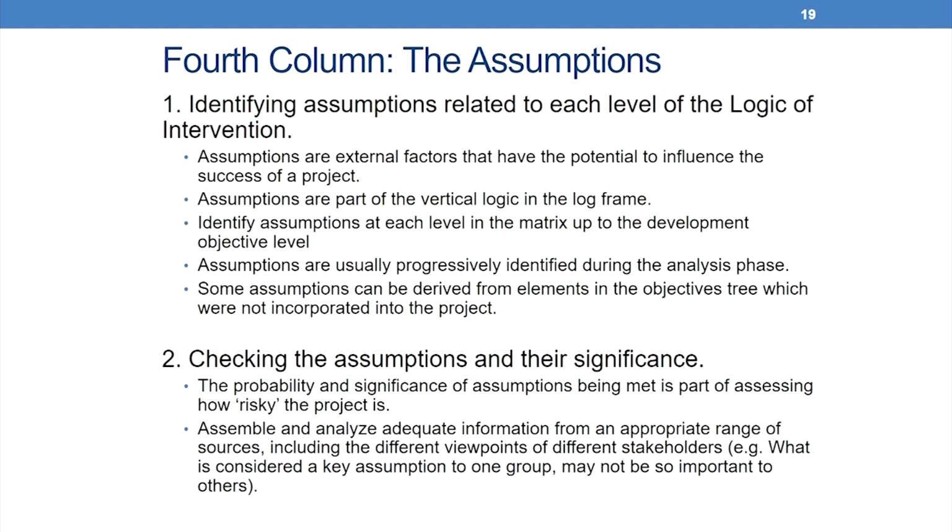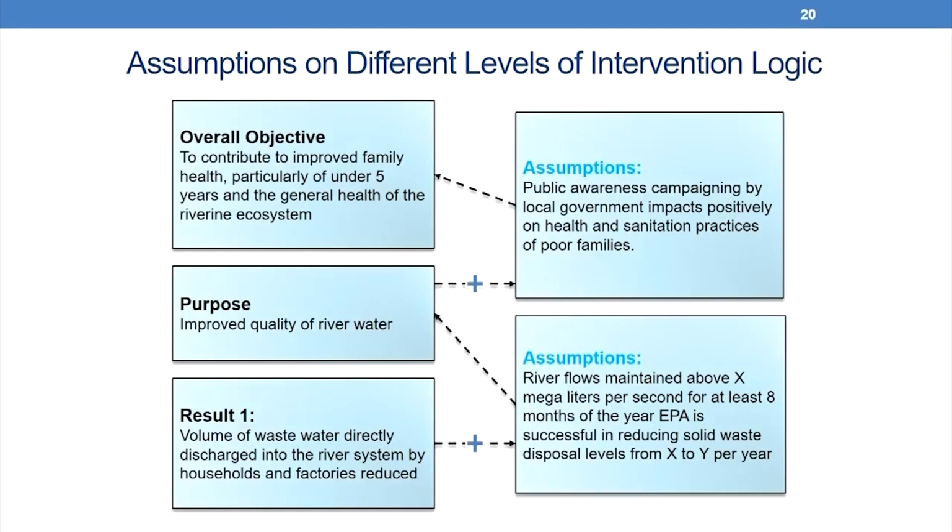Assumptions are usually progressively identified during the analysis phase, and some assumptions can be derived from elements in the objectives tree which were not incorporated into the project. We then go on to check the assumptions and their significance. The probability and significance of assumptions being met is part of assessing how risky the project is. Assemble and analyze adequate information from an appropriate range of sources, including different viewpoints of different stakeholders. Example, what is considered a key assumption to one group may not be so important to others. So, these are the assumptions on different levels of intervention logic.